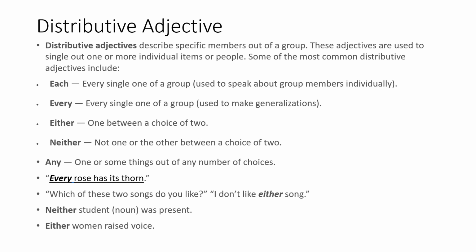As you can see, there are a few examples. Every rose has its thorn. Over here, every is a distributive adjective which is modifying a noun in the sentence, which is rose.